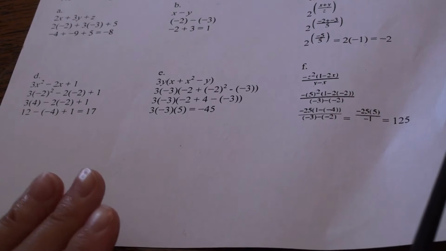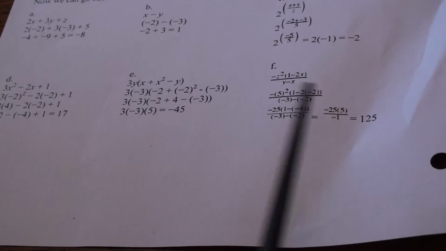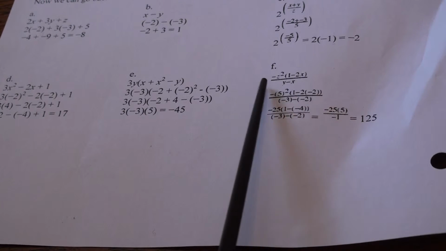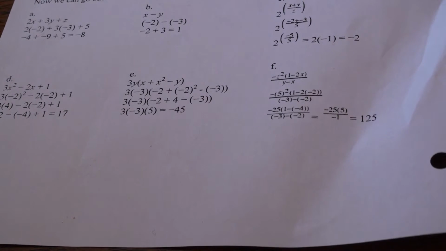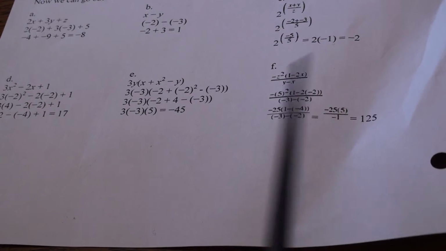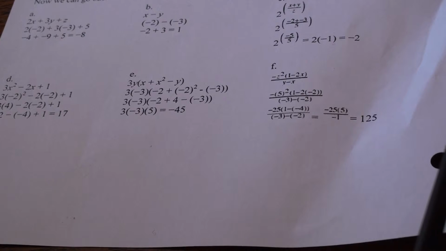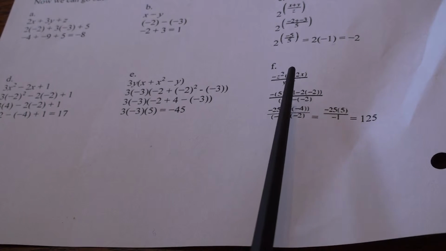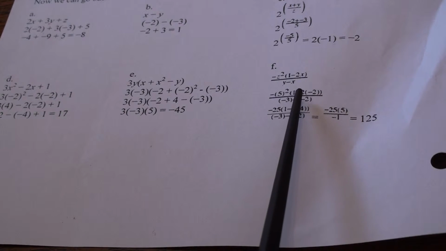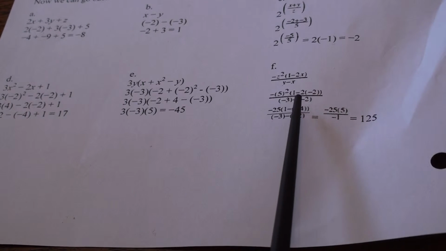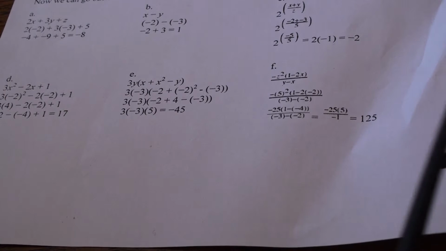For part F, which is a little more complicated, we have negative z squared minus the quantity 1 minus 2x all over y minus x. We replace z with 5, we replace x with negative 2, and we replace y with negative 3. The opposite of 5 squared minus the quantity 1 minus 2 times negative 2 all over negative 3 minus negative 2.